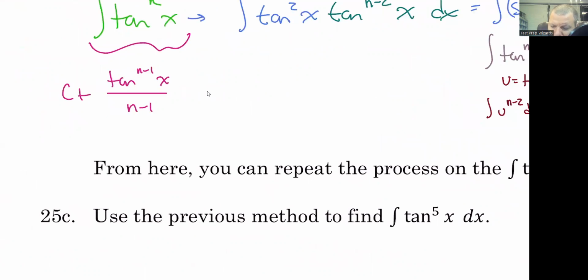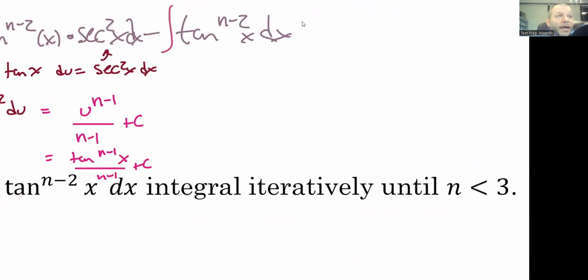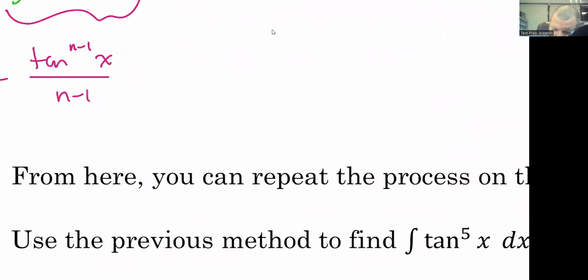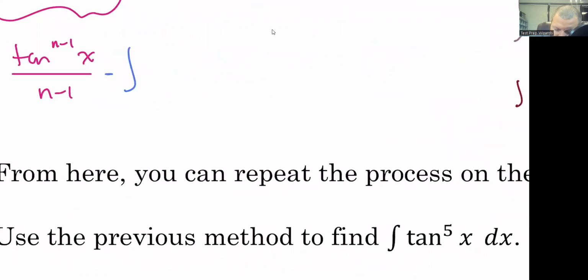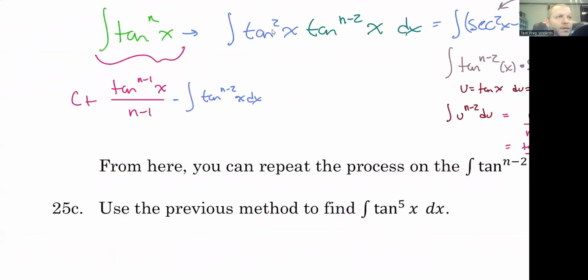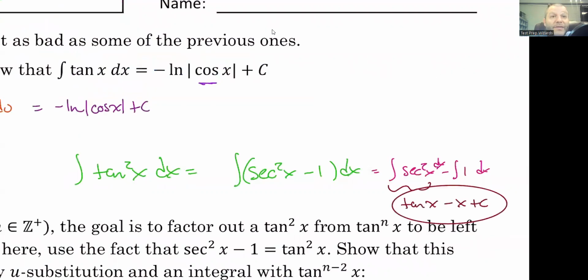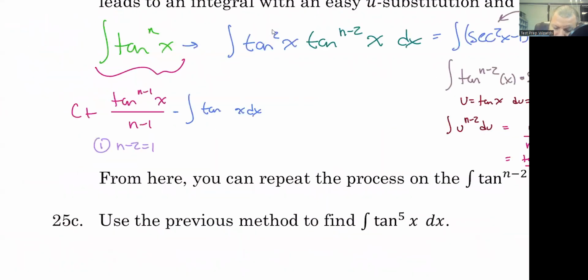Plus, we still have another antiderivative we haven't taken, this tangent to the n minus 2. So we have minus the antiderivative of tangent to the n minus 2 of x dx. Now, one of three things is going to happen. Number 1, n minus 2 is equal to 1. In this case, we're done because we know how to take the antiderivative of tangent. We would get negative natural log of cosine and be done.